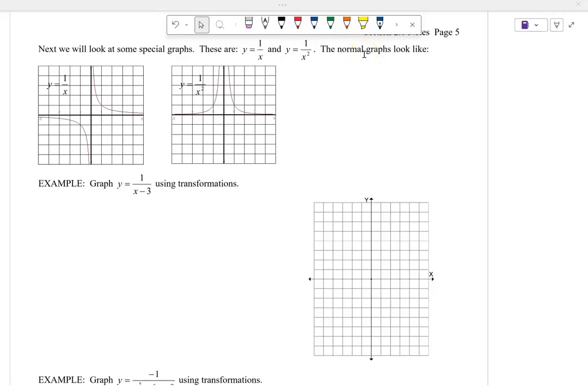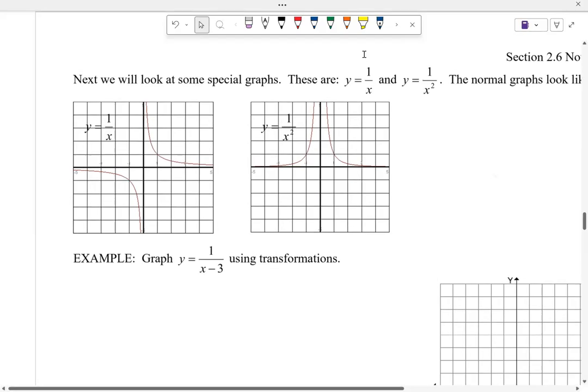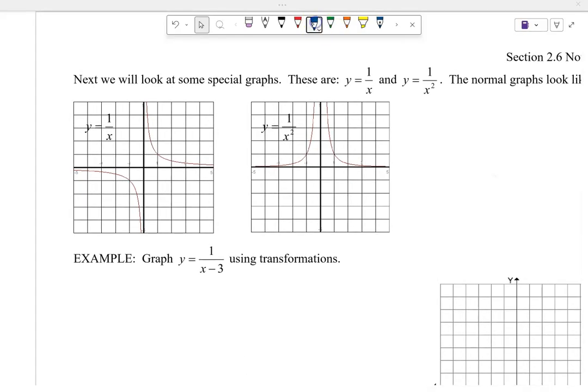All right, let's take a look and get into some graphing with these transformations. Now, if you're graphing 1 over x, that's the one on the left. Notice this has a vertical asymptote at x equals 0 right down the middle, right? Degree of the top is 0, degree of the bottom is 1. So it's going to have a horizontal asymptote y equals 0.